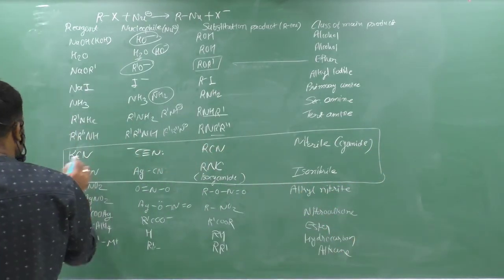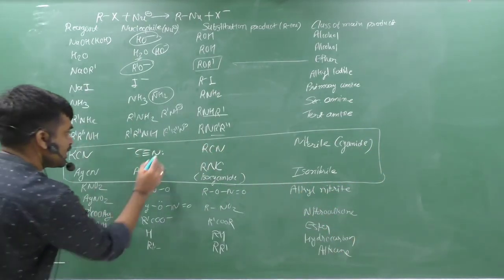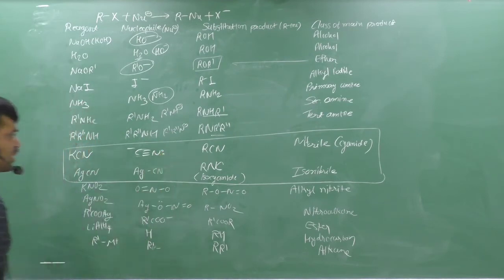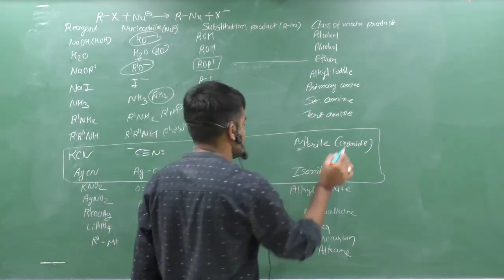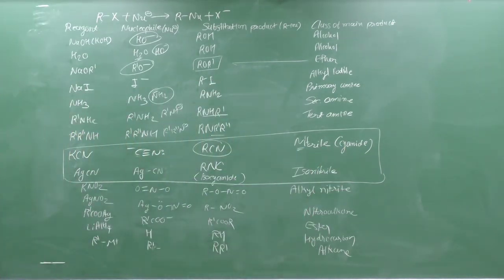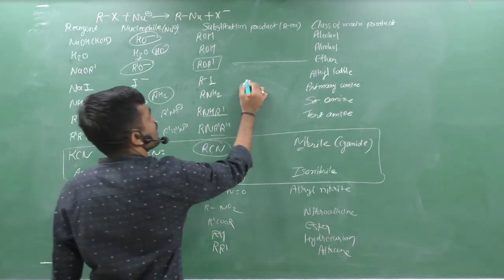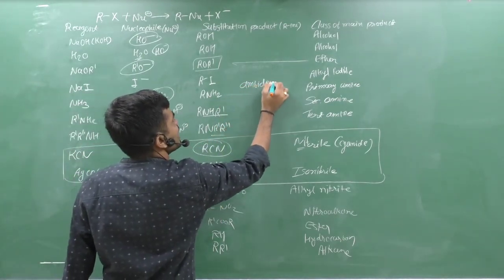If you use KCN as a reagent, it can supply cyanide ion, CN minus. And the substituted product is cyanide or nitrile. Yes, cyanide is an ambident nucleophile. Cyanide is an ambident nucleophile.